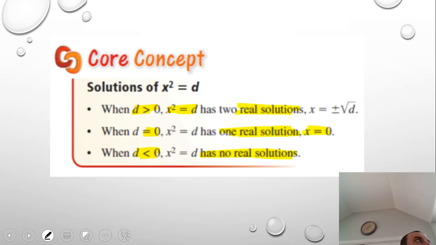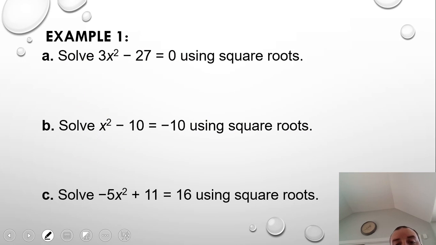It's important that we include the word real in this because when you get into Algebra 2 and down the road in your math career, we have what's called imaginary numbers. But in this particular case, if your d is less than 0, we just say there's no real solution and we move on. So let's take a look.